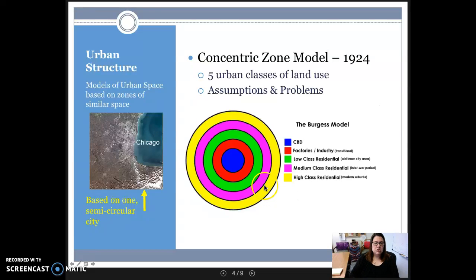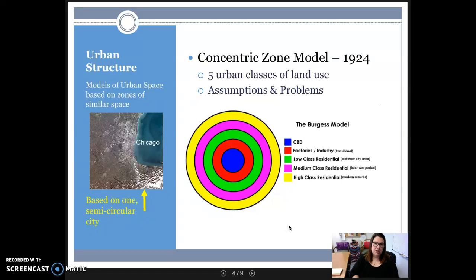category. So one of the things that Burgess noticed is that low-income people needed to live closer to the CBD because they could not afford transportation to get to work. So that's why this income-based situation is happening. Burgess assumed that high-income people would want to live as far away from the CBD as they possibly could. Of course, we know this isn't always true, but this is a generalization that was made to create this model. Okay.